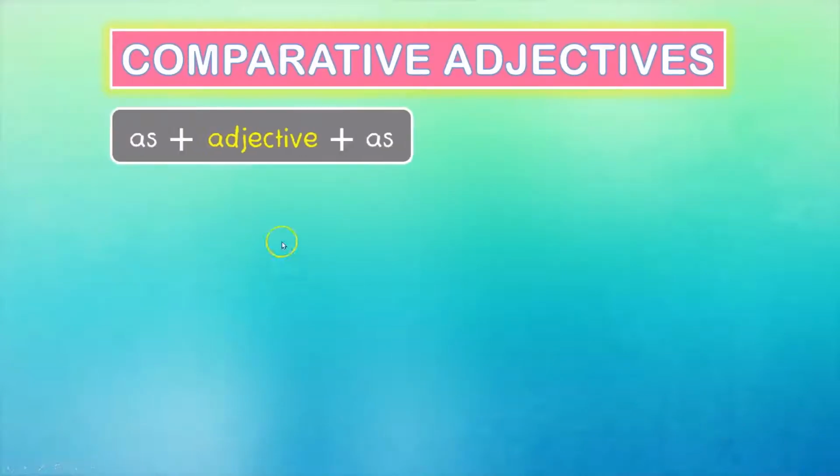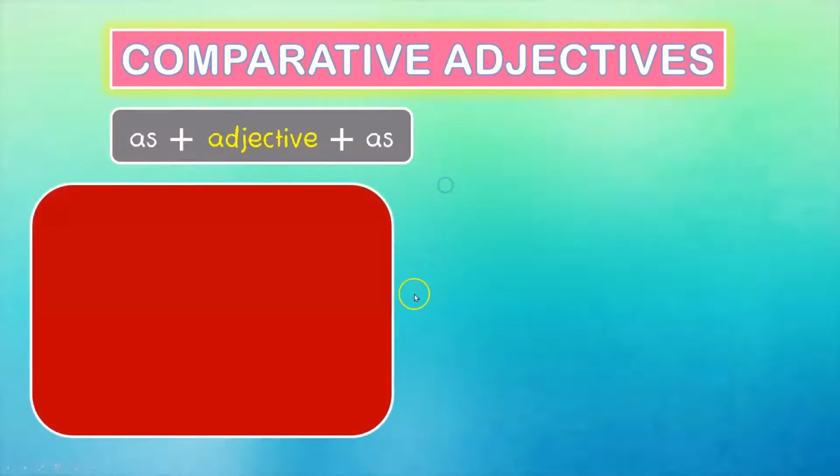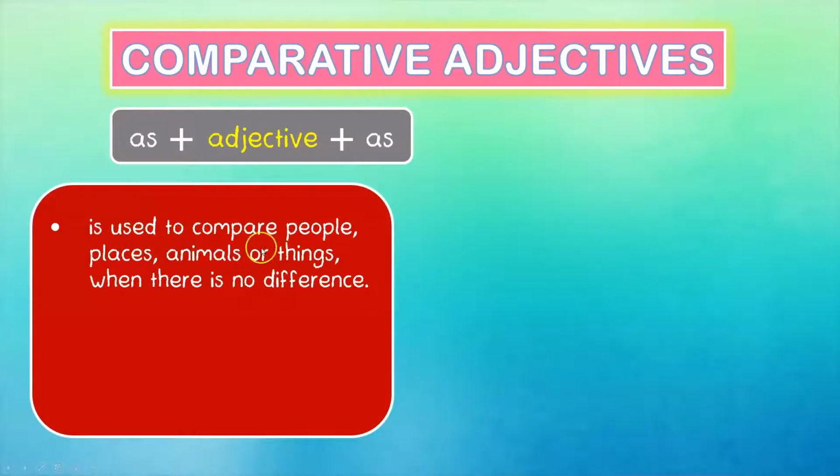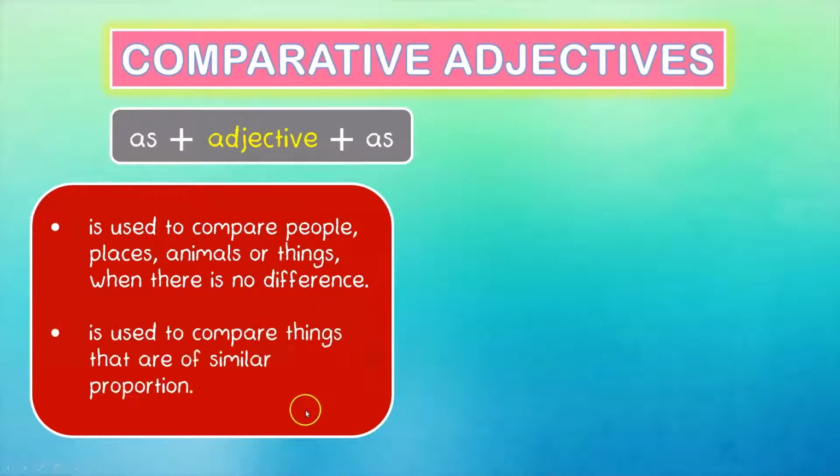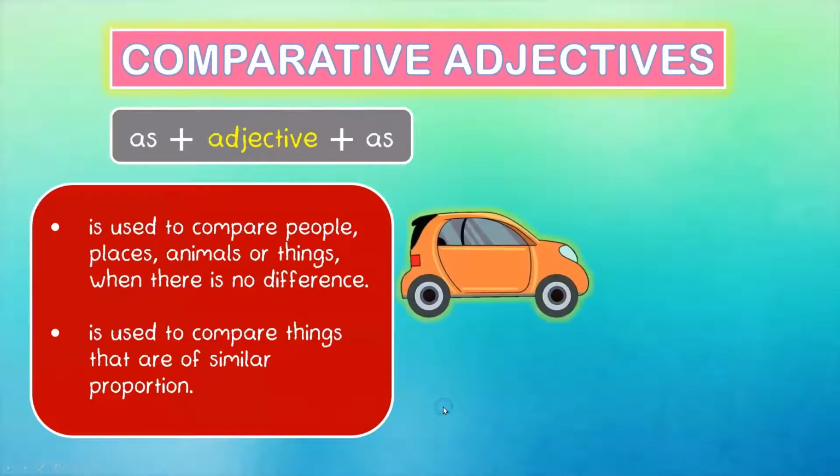Besides that, we have as plus adjective plus as. This is used to compare people, places, animals, or things when there is no difference. And it is also used to compare things that are of similar proportion. Let's see this example.